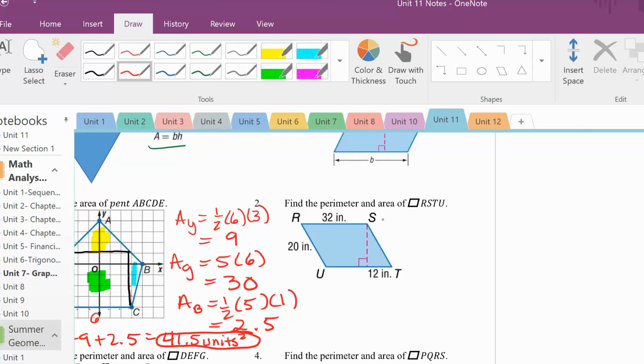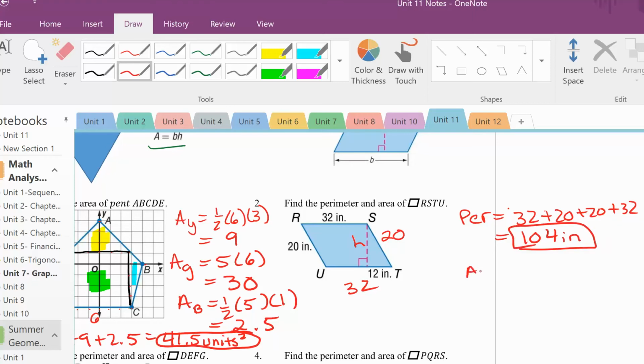So here, find the perimeter and area of parallelogram RSTU. Well, the height here is what we need to find, because that would help us to also find this side here. If it's a parallelogram, that side is 20. So the perimeter is 32 plus 20 plus 20 plus 32, right? Because opposite sides of a parallelogram are congruent. So the perimeter is 64 plus 40. It's 104 inches.